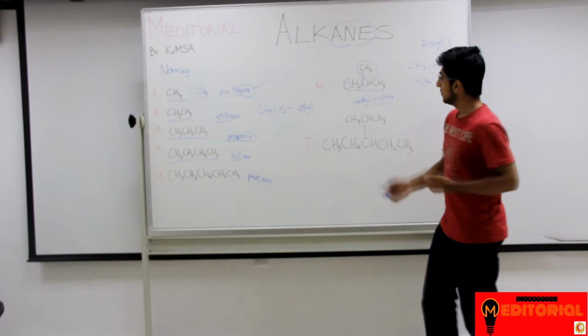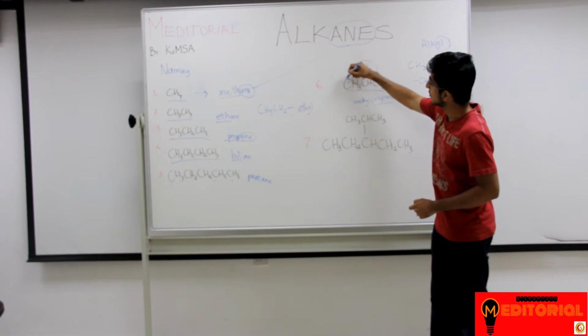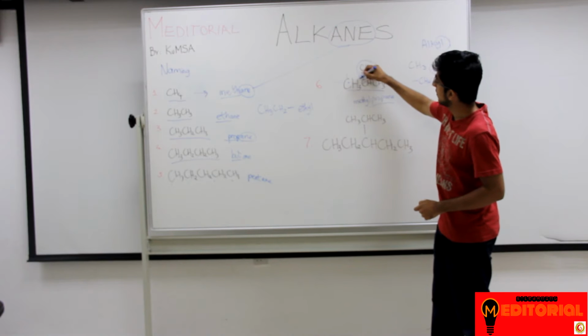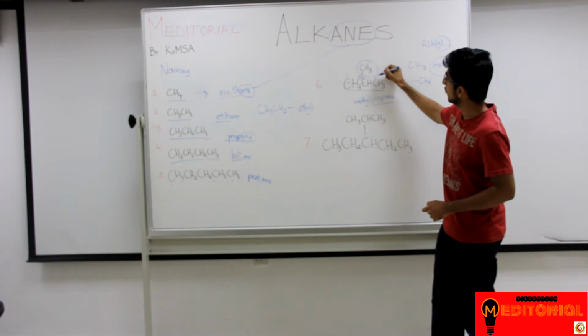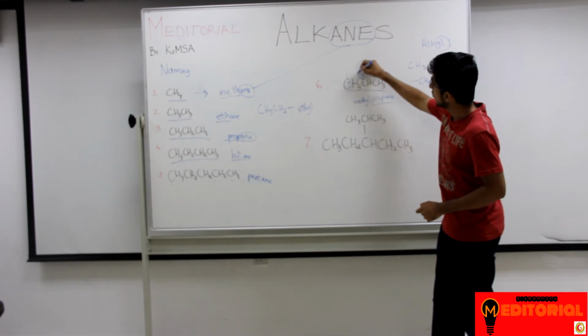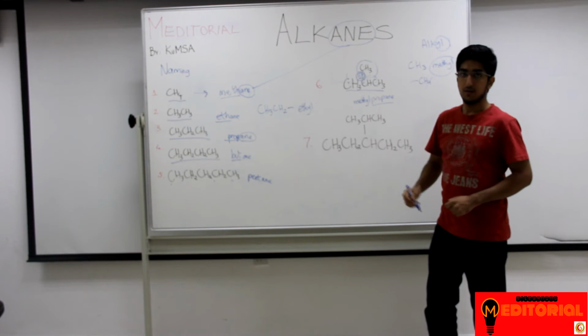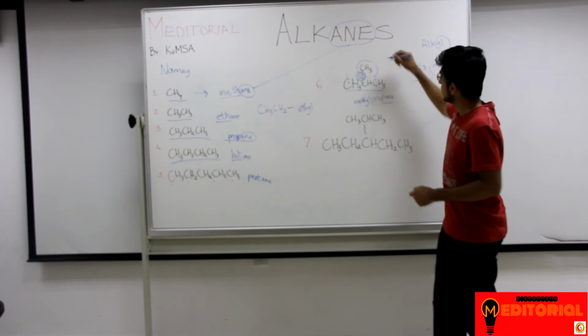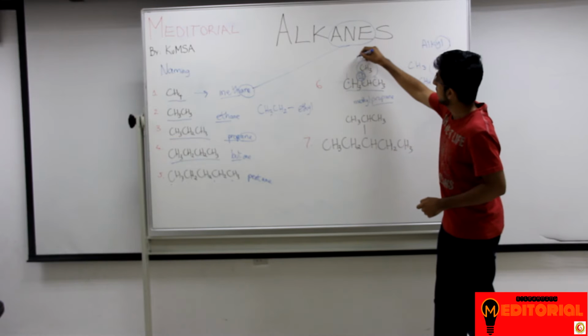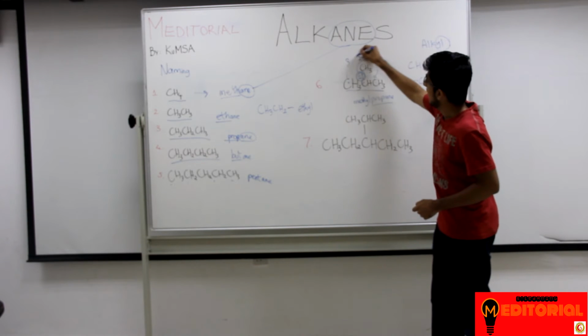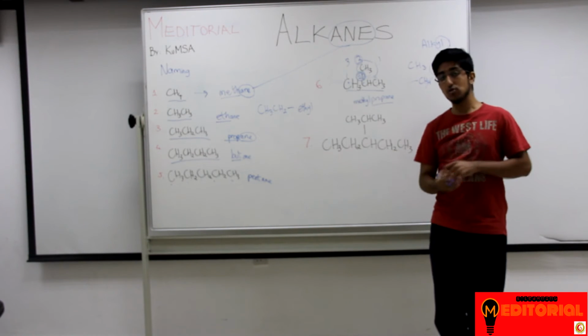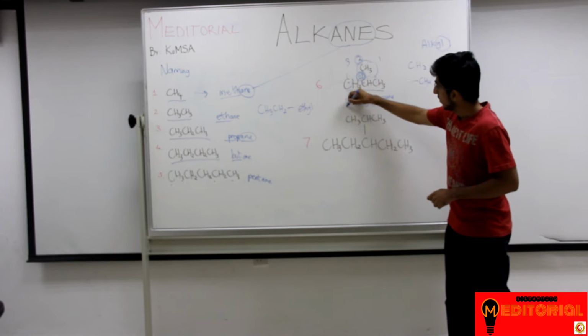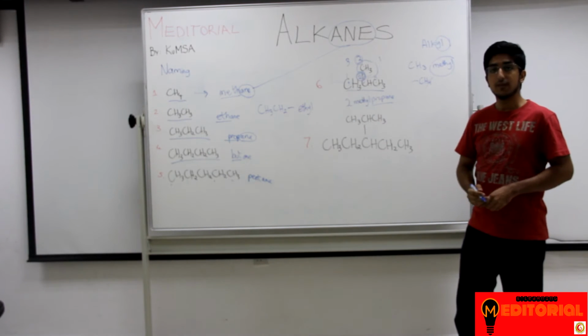How do I know? Because I labeled my carbons. If this is carbon number 1, and this is carbon number 2, and this is carbon number 3, the methyl group comes on carbon number 2. If I go the other way, if this is carbon number 1, this is carbon number 2, and this is carbon number 3, it still ends up on 2. So 2-methyl propane is the full name of the compound.